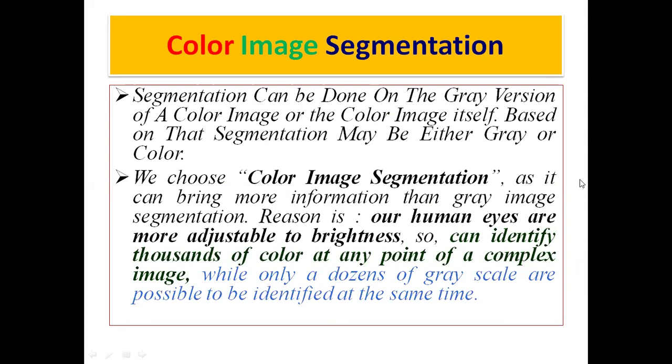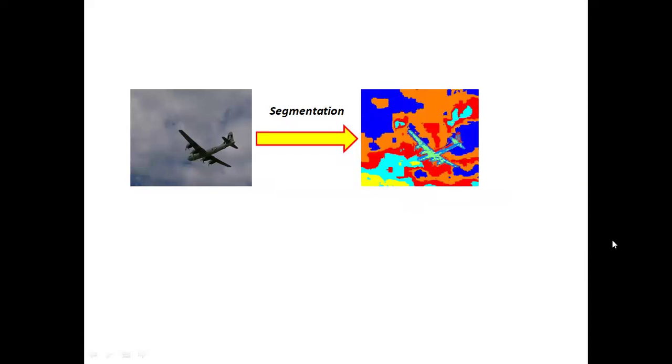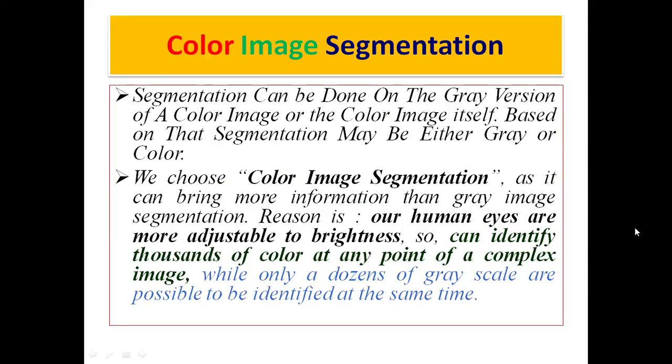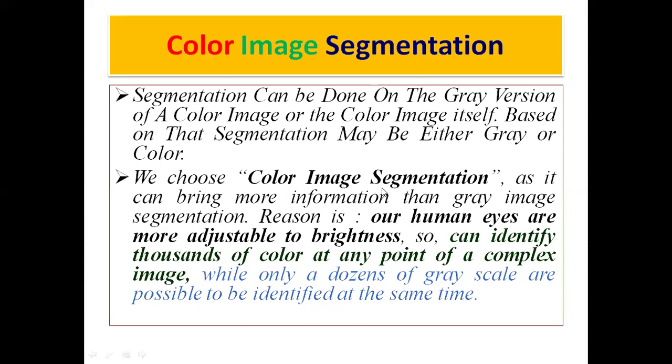Color image segmentation means color is associated, right? These results are in color. With color we can have better identification of the object because we can identify thousands of colors at one time, right? Segmentation can be done on the gray version of the color image or on the color image itself. Based on that, it can be called gray segmentation or color segmentation. We choose color image segmentation. In these results you have seen color image segmentation because it can bring more information than gray image segmentation.